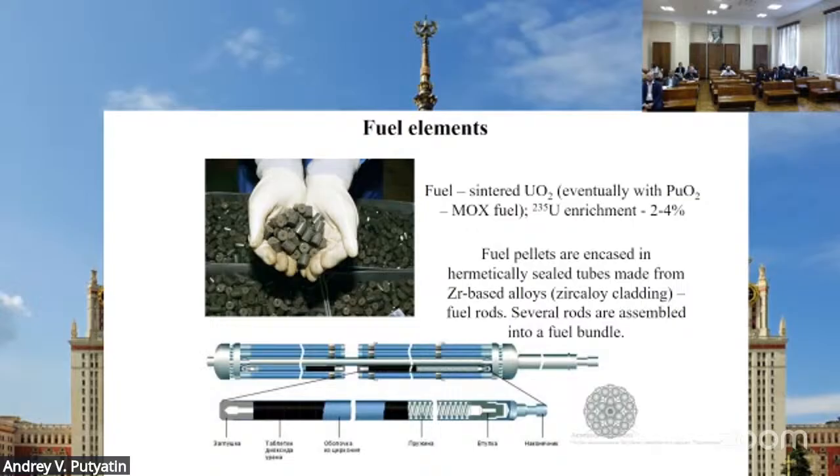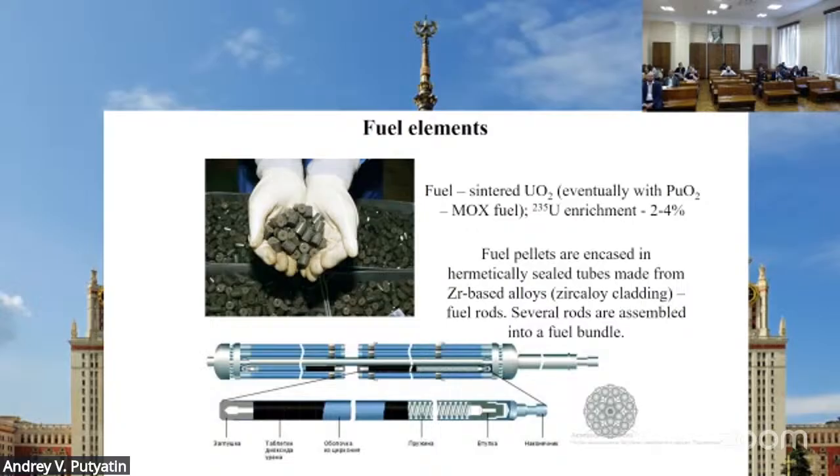Of course, you know that the fuel pellets are encased in hermetically sealed tubes, which are made from so-called zircaloy or zirconium-based alloys. Usually, these are zirconium with a mixture of niobium, something like 1 or 2% of niobium. Eventually, especially in the Western countries, with some other elements like chromium and so on. In the Soviet Union, usually zirconium-niobium alloys are used. And several rods are assembled in the fuel bundles.